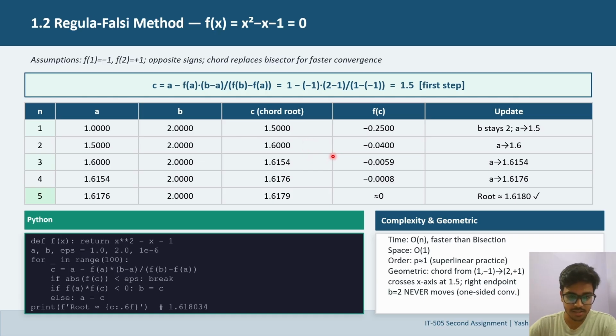Here our key observation is that b stays at 2 for every single iteration. It never moves. This is called one-sided convergence, a known limitation of Regula-Falsi. The method still converges, just from one side only. By iteration 5, the root is 1.6175, which is very close to 1.6180. It converges faster than bisection for smooth functions because the chord is smarter than the midpoint. The time complexity is O(n), the space complexity is O(1), and the order is approximately 1 but superlinear in practice.